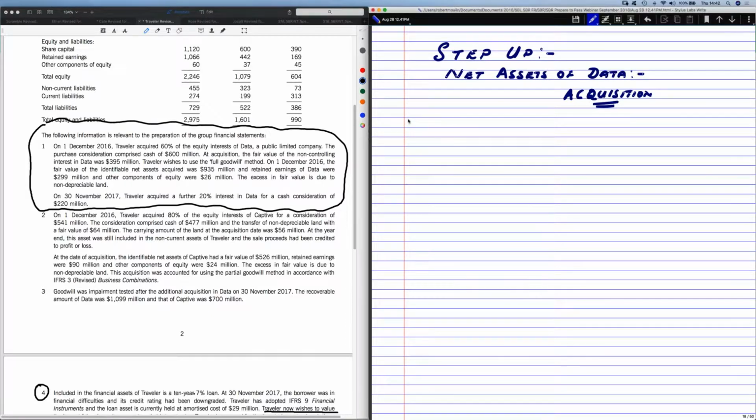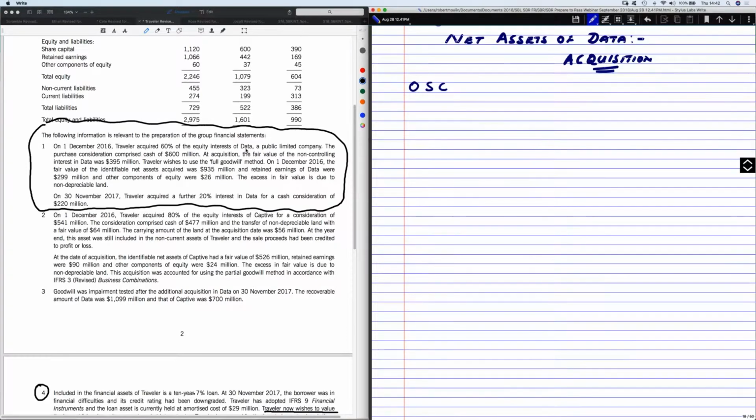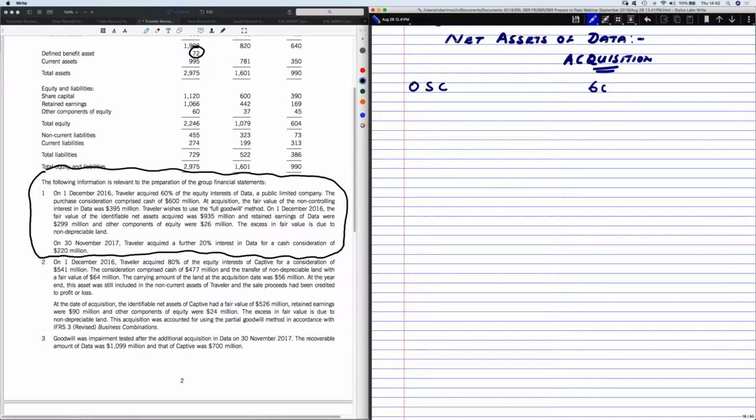The share capital of Data is made up of ordinary share capital. Let's have a look at it. We've got share capital of 600. Yeah, I think that's right. At point of acquisition, we've got retained earnings of 299. And we've got OCE, other components of equity, of 26. We're all happy with those figures there.